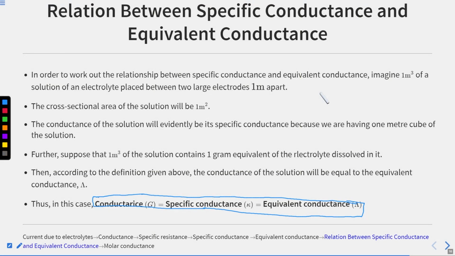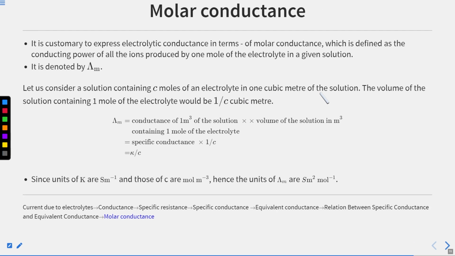Now we are left with one more topic, which is molar conductance. If I put it in simple words, it is the conductance that is offered by 1 molar concentration of that substance. Okay, one more time. It is the conductance that is offered by 1 mole of that electrolyte, right? So let us see it.